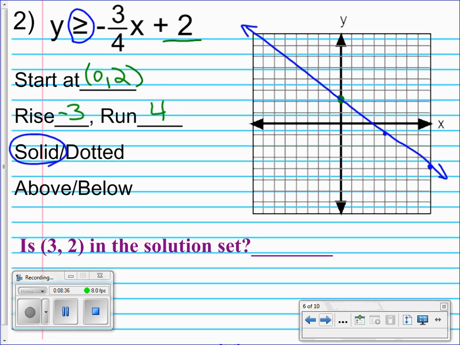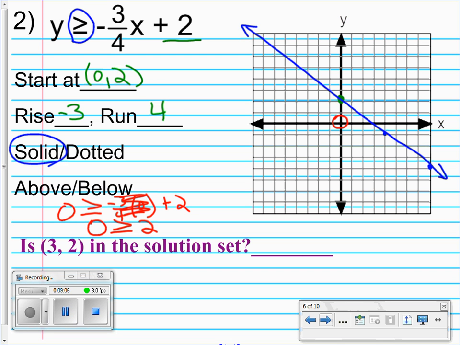Now I need to determine, do I shade above or below? I always test 0, 0. So when I plug 0, 0 into the inequality, 0 has to be greater than or equal to negative 3/4 times 0 plus 2. Negative 3/4 times 0 is 0, so it goes away.